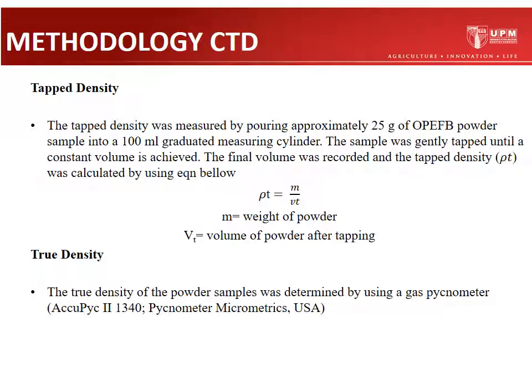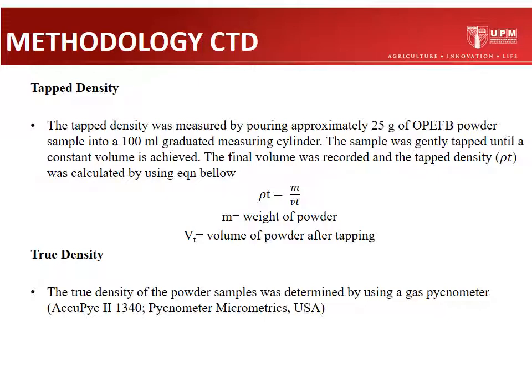For the tap density, it was measured by pouring approximately 25 gram of OPEFB powder sample into a 100 milliliter graduated measuring cylinder. The sample was gently tapped until a constant volume is achieved. The final volume was recorded and the tap density was calculated by using the equation below. M stands for weight of powder, VT stands for volume of powder after tapping.